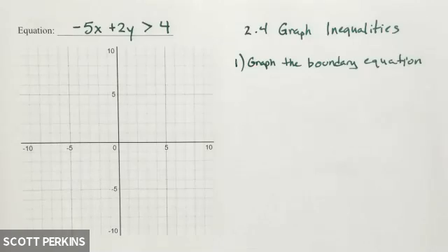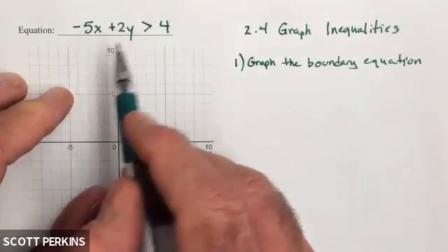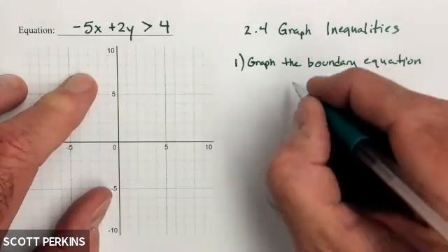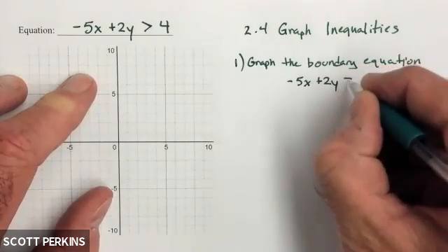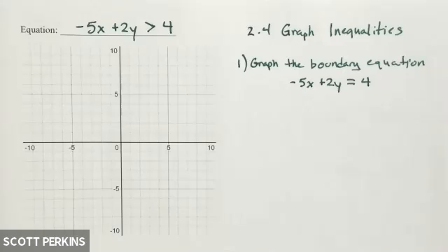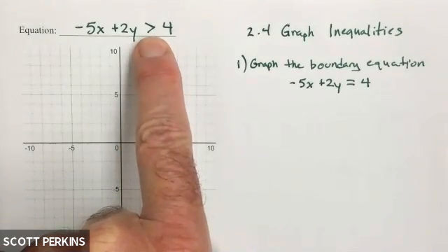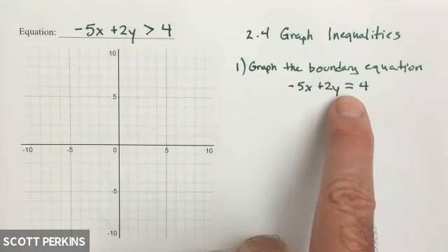Where we get the boundary equation is we just take this inequality that we have. I don't want to mess with changing the sign and dividing by negatives and all of that mess. So we're going to say negative 5x plus 2y equals 4. We're just going to revert back to what we already know how to do. Notice all I did here is I took my inequality, the greater than, and I said, we'll worry about that later. And I changed it to an equal sign because I know how to graph this.